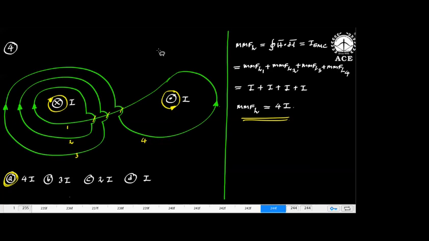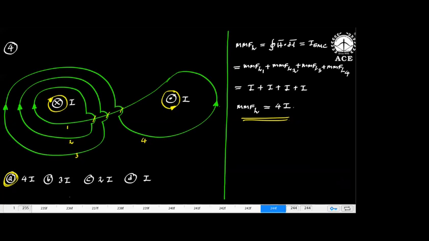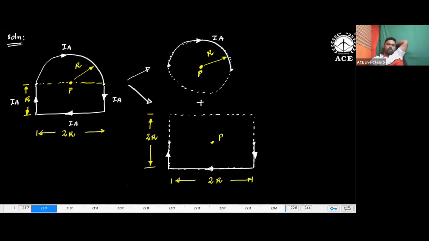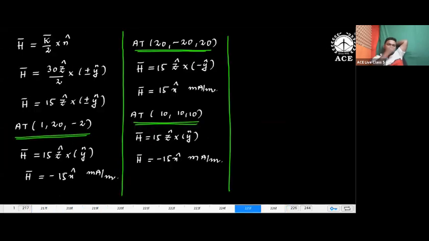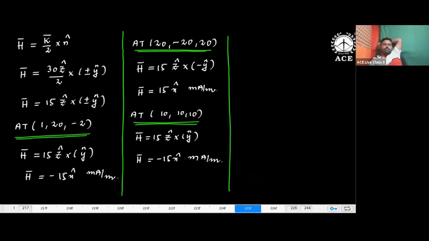Avinash. Hello, sir. Yes. Sir, slide number 225. Slide number 225, yeah? Yes, sir. Here H is equal to K by 2 into N vector. That is the formula. This is the formula.